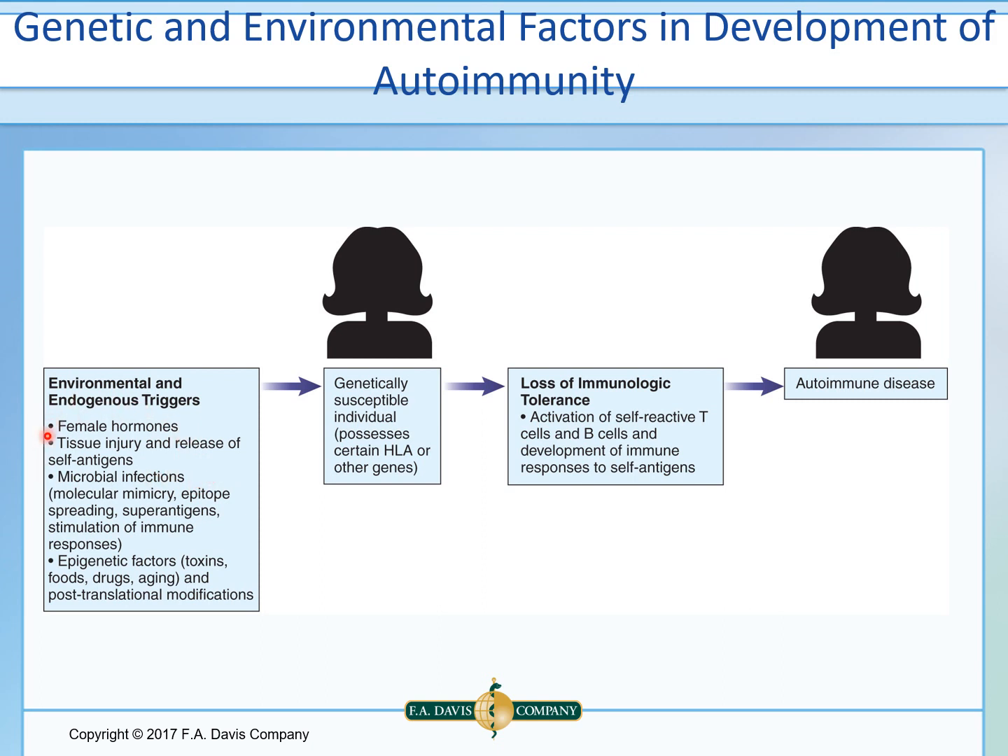Hormones can influence autoimmunity, as can be seen that women are almost 3 times as likely to acquire autoimmune diseases as compared to men. Other endogenous or environmental factors that can affect autoimmunity include tissue injury and release of self-antigens, or microbial infections that can trigger autoimmunity in several ways. And lastly, epigenetic factors that cause modifications due to exposure to environmental factors that can alter gene expression may also contribute to autoimmunity.